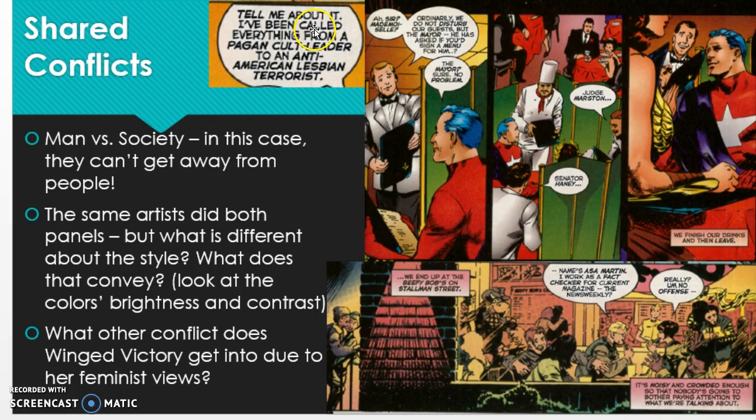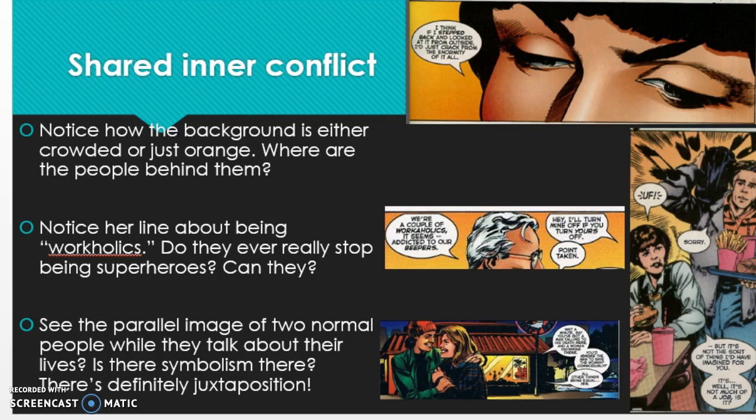So in Winged Victory, she also gets in a special conflict because of her feminist views that also is going to bring her to a conflict with the Samaritan. So they try to share their inner problems and show that, yeah, they're both kind of workaholics. We see here some juxtaposition. We see a happy, normal couple, no cares in the world, while our superheroes and identities are kind of being plagued by society, their own concerns, and other things. It'd be great if they could be like this couple, but they can't.